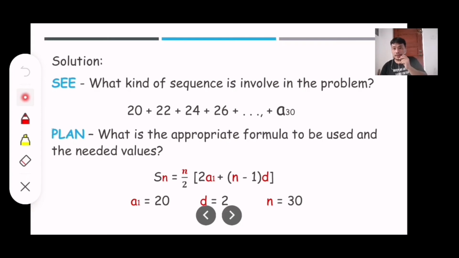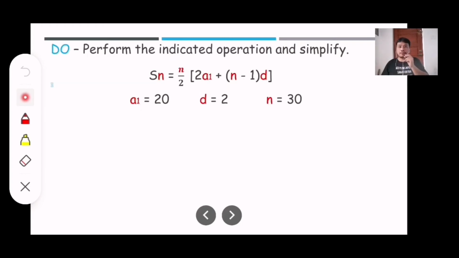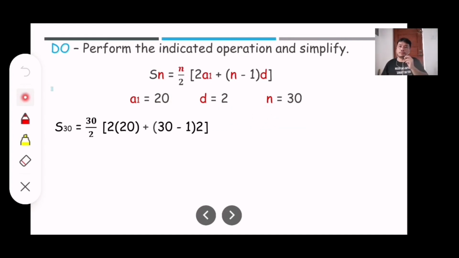Okay, so now that we have those three, a sub 1, common difference, and n, which is the number of terms, let's do the last step, which is do. We will perform the indicated operation and we will simplify. Okay, so all the red parts in this formula, we will be substituting their values. So we have here 20, 2, and 30.